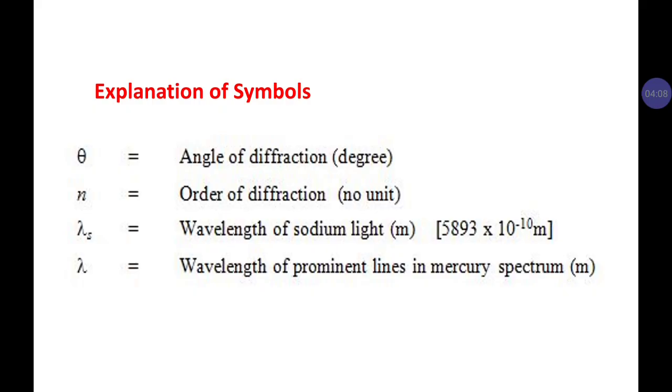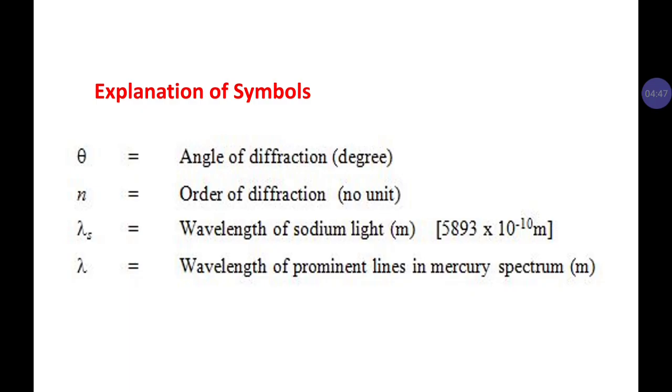And the expansion of the symbols: theta is the angle of diffraction, which is measured in degrees. This angle of diffraction is obtained from the spectrometer instrument. Small n is the order of diffraction. I told you here we focus only on the first order spectrum. The small n value is equal to 1 and has no unit. And lambda s is the wavelength of sodium light, which is the wavelength of the known source.